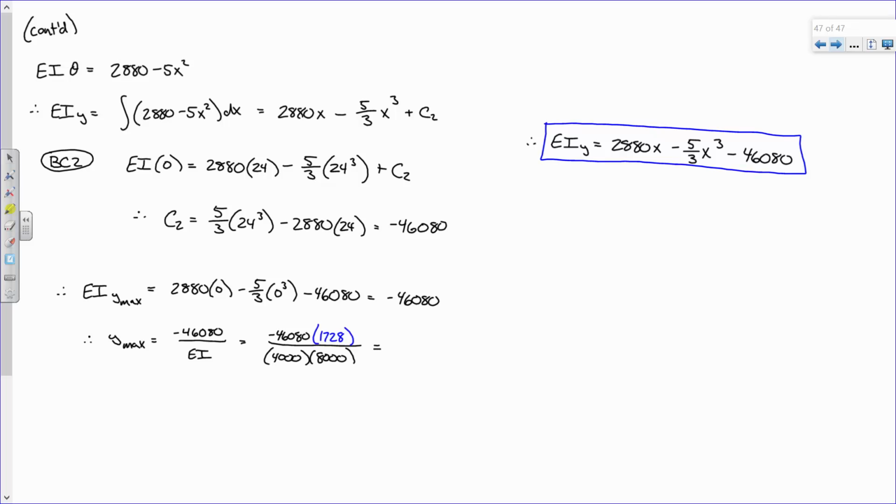And so, minus 2.49. Okay. So therefore, if we wanted to summarize our problem, we could say that y max is minus 2.49 inches and theta max is, what was it, 0.74 degrees.